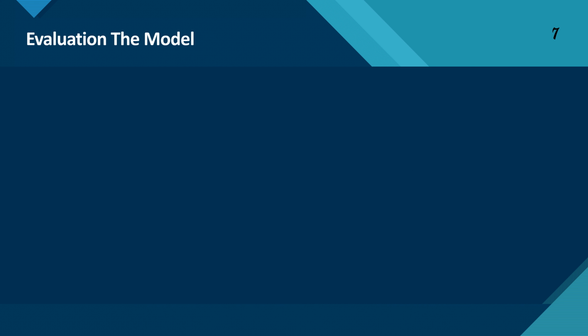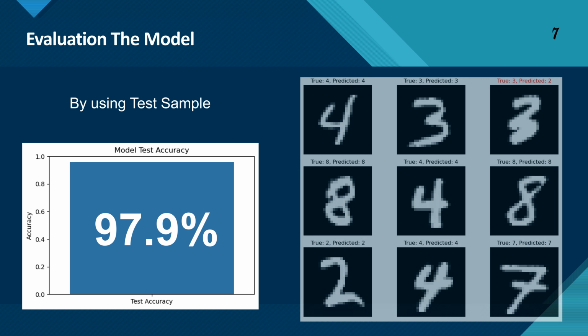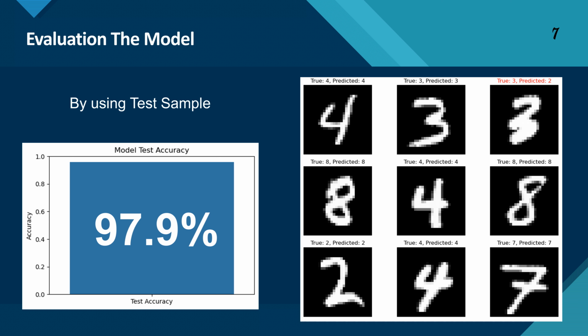After training, I evaluate the model. Using a test sample, I check the model's accuracy in recognizing digits. The model achieved 97.9% accuracy. I tested multiple times, and the model mostly predicted correctly, though it sometimes misclassified images. For example, in the third picture, it misclassified a 3 as a 2. So the model has a 2.1% error rate.